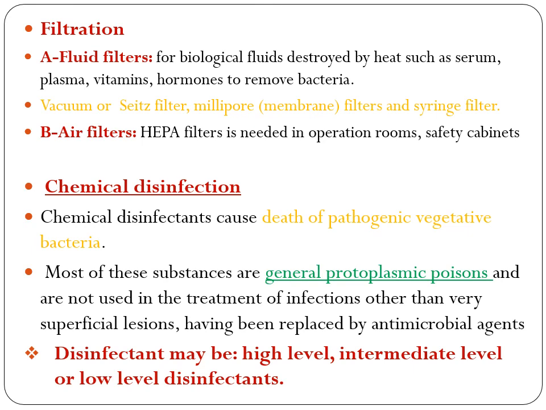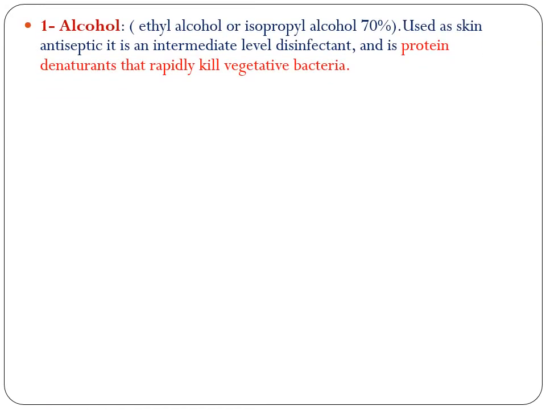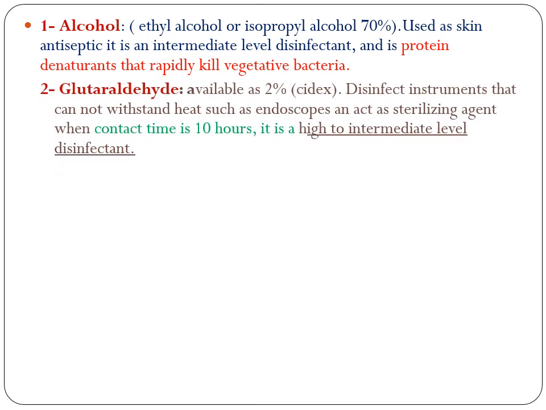Chemical disinfectants cause death of bacteria. Of course, we have three different levels of disinfection by chemical agents, including high level, intermediate level, and low level disinfection. Talking about the types of chemicals, we have alcohol, 70% isopropyl or ethyl alcohol, used as skin antiseptics. They are protein denaturants that rapidly kill vegetative bacteria.